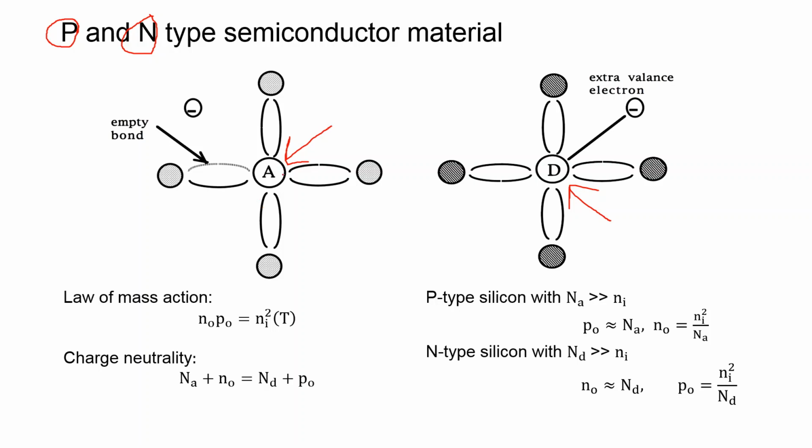So let us say we have added an acceptor atom or a trivalent atom. Since this has 3 electrons in its valence shell, it will make bonds with 3 of the silicon atoms. So it will make bonds with 3 of the silicon atoms, and one of the bonds remains empty because it is a trivalent atom.